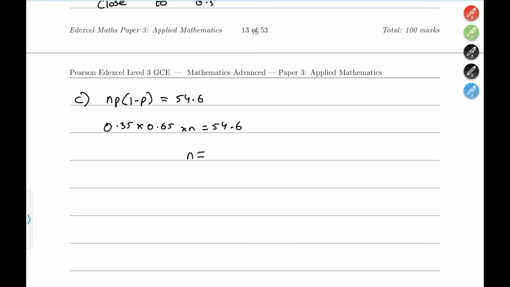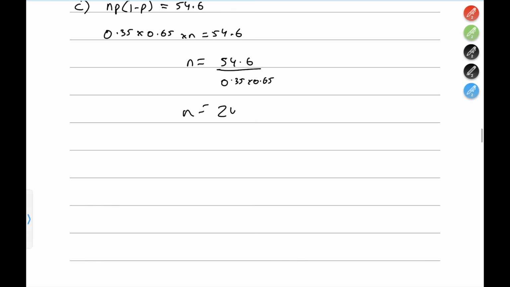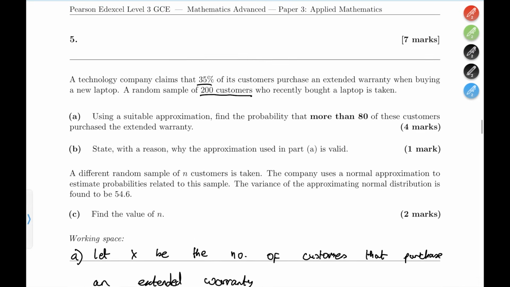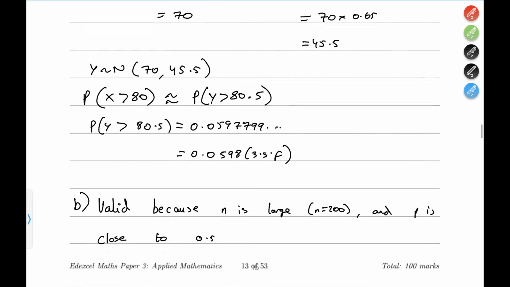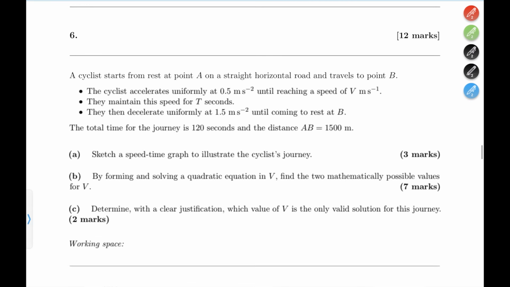So n is going to be equal to 54.6 divided by 0.35 times 0.65. So n is equal to 54.6 over 0.35 times 0.65, which is 240. So a nice question to finish off the stats part of this paper. And so I think this is also a nice question. A lot of questions that maybe might be unfamiliar to you. And now we can move on to mechanics.